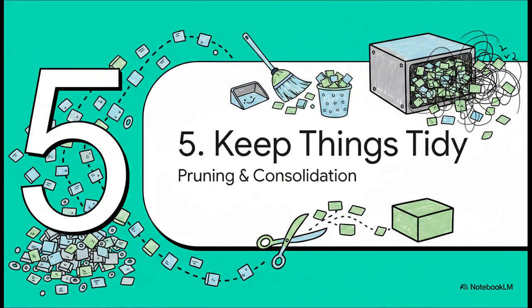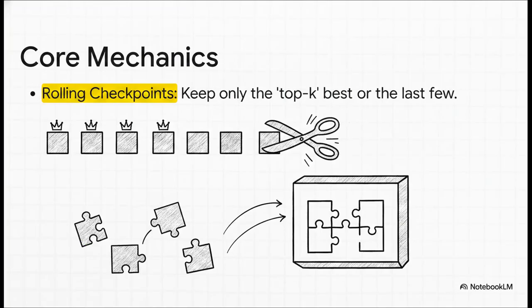All right, our final strategy? Let's talk about good old-fashioned housekeeping. A really long training run can spit out dozens of checkpoints, and before you know it, your storage is full and it's a complete mess to manage. The two core ideas here are pruning and consolidation. Pruning just means you set up a simple rule to automatically keep, say, only the top 5 best checkpoints, and you just delete the rest as you go.